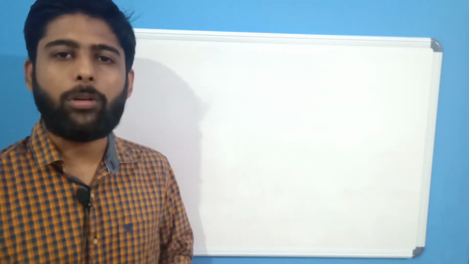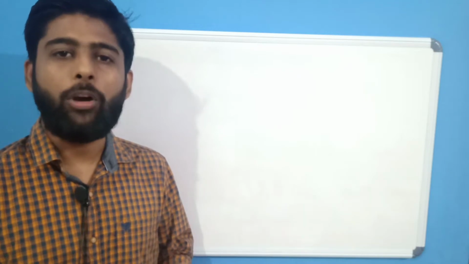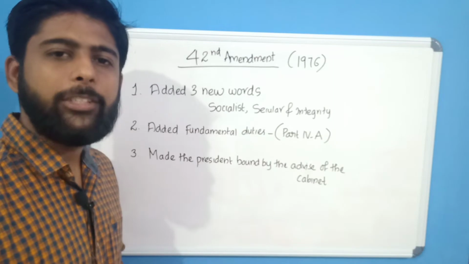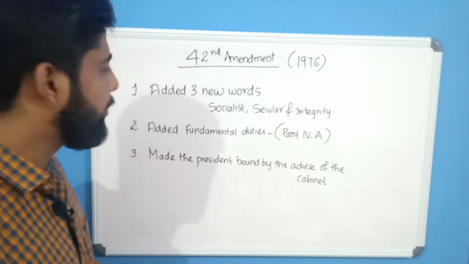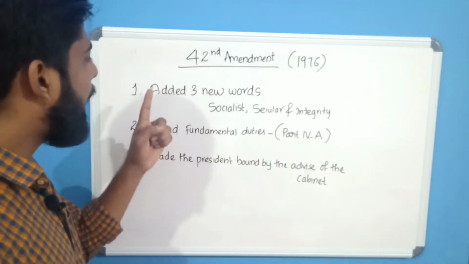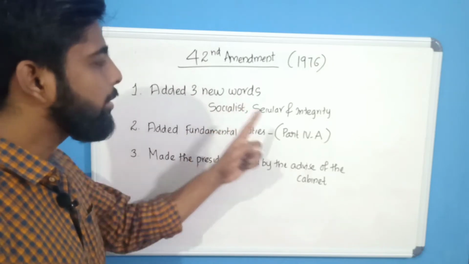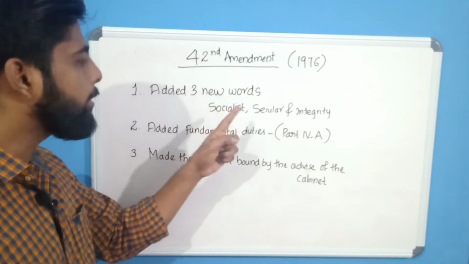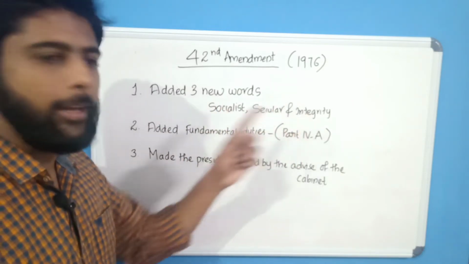Today we will discuss the most important provisions of the 42nd Amendment Act 1976. Now let us check out what the major provisions are. The first one: it added three new words, socialist, secular and integrity. The 42nd Amendment added three new words, that is socialist, secular and integrity.